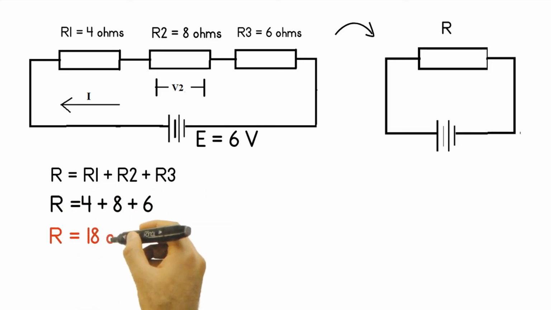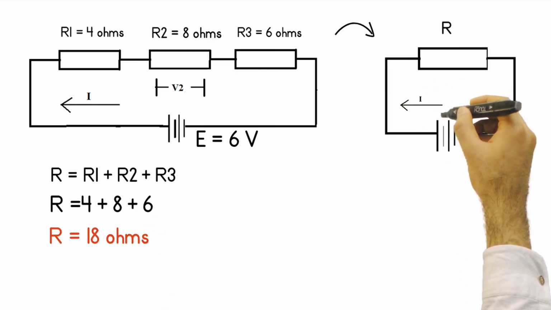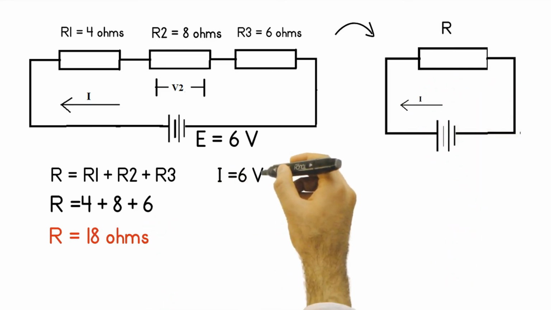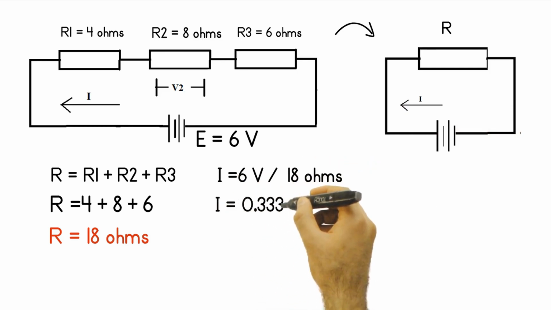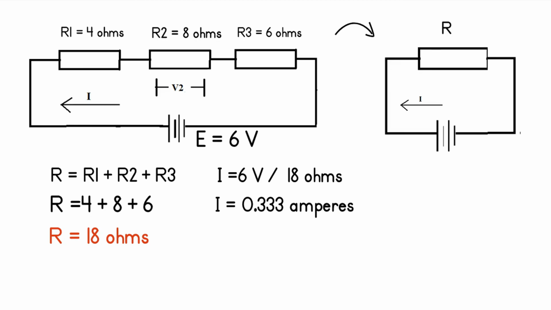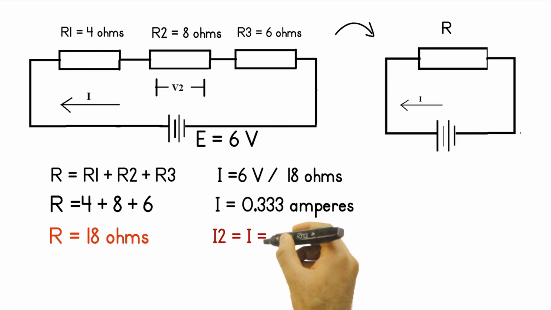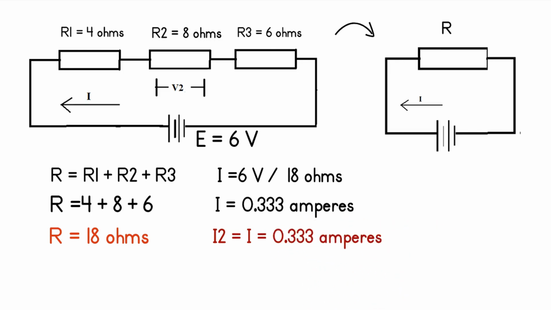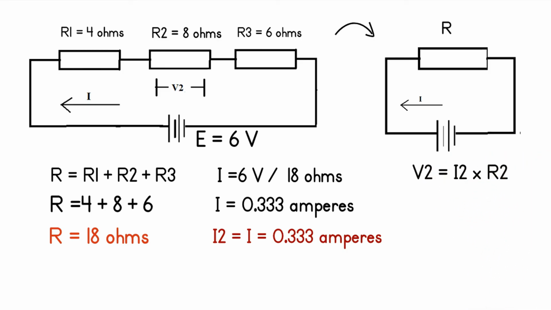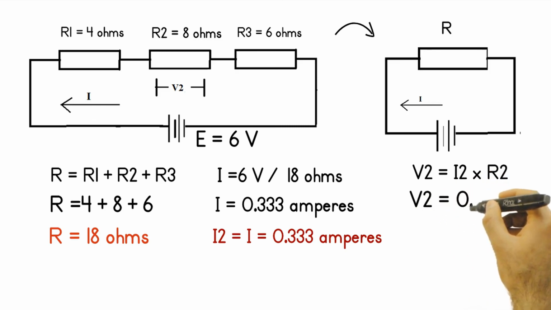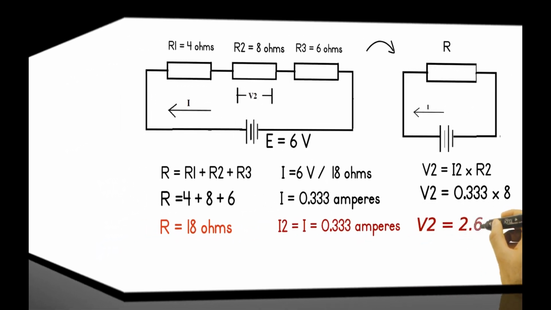Solving for the current I, which is equal to 6 volts divided by 18 ohms, current I equals 0.333 amperes. Since current is the same through all resistors, the current through R2 is also 0.333 amperes. Voltage across R2, V2, can be calculated as V2 equals I2 times R2, and V2 equals 0.333 times 8 ohms, which is equal to 2.667 volts.